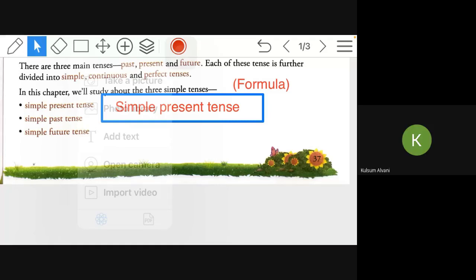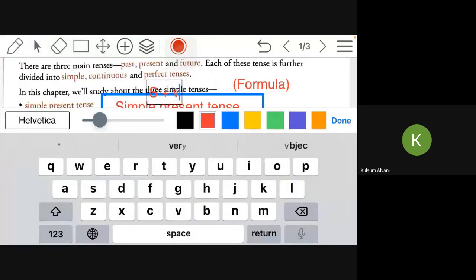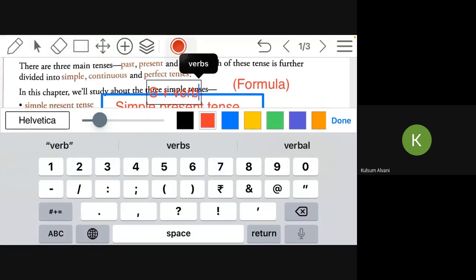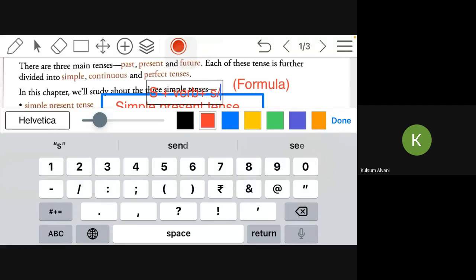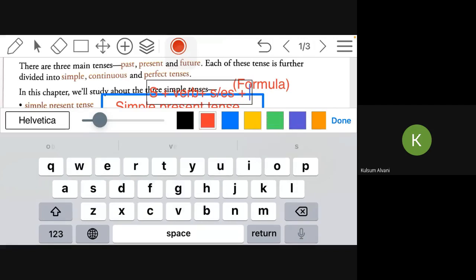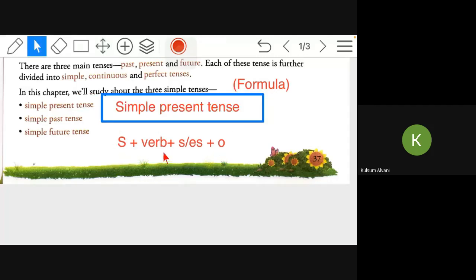Simple present tense you are teaching now. Did I ask what is the meaning of simple present tense? What am I asking you? Formula. Subject plus verb plus es, plus object. What other? I am telling you subject plus verb, okay. S or es. Plus object. This much we will keep. Okay. As you say, this is the formula: subject plus verb plus S or ES plus object.